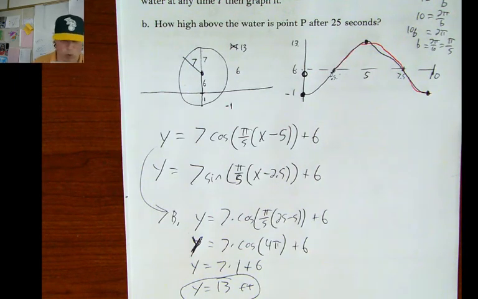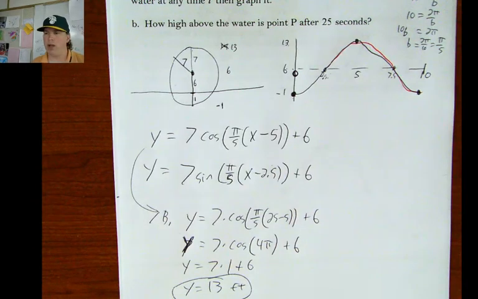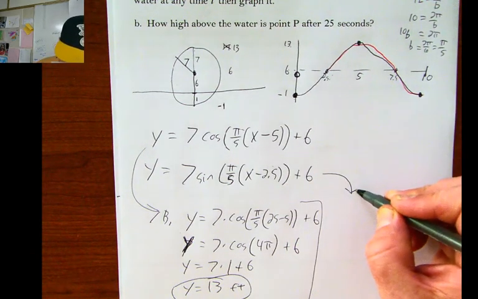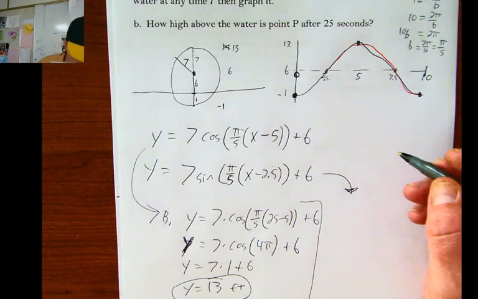I'm curious, what would have happened if I would have used the sine equation? I am done with this problem at this point, so if you want to go ahead and wrap it up, you can, but if you want to explore with me what happens with sine, same equation, that'd be fun.